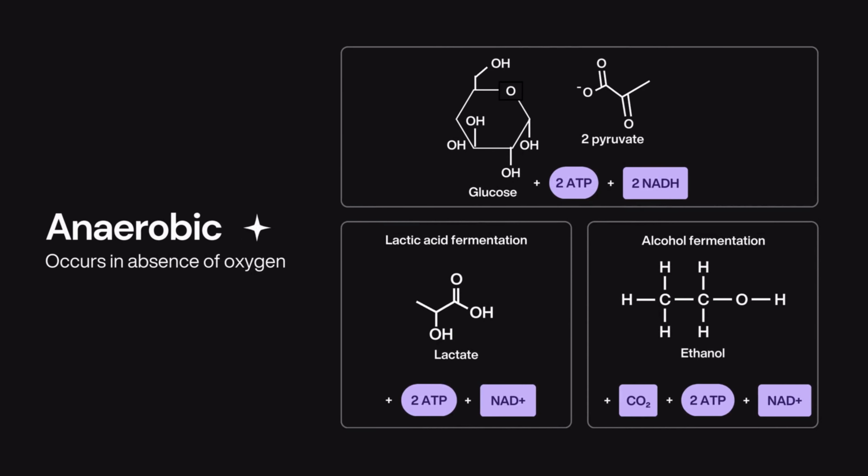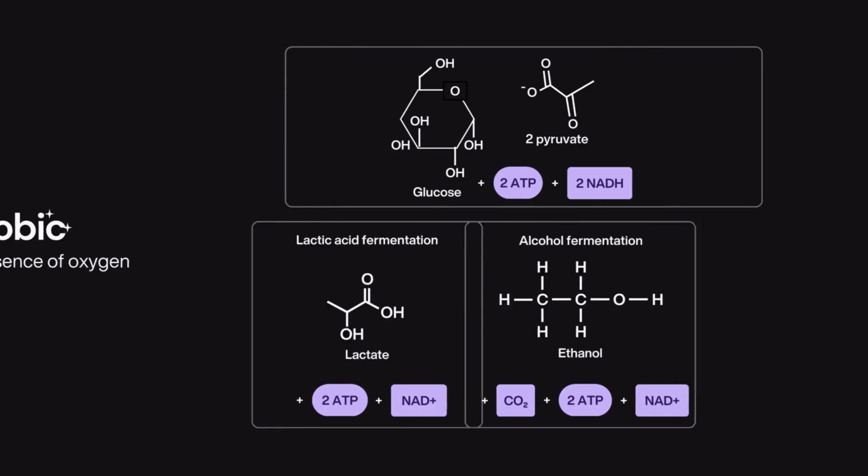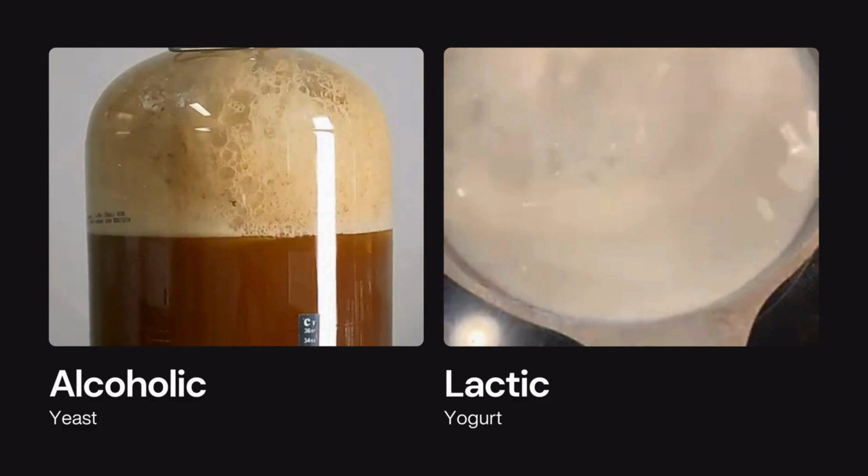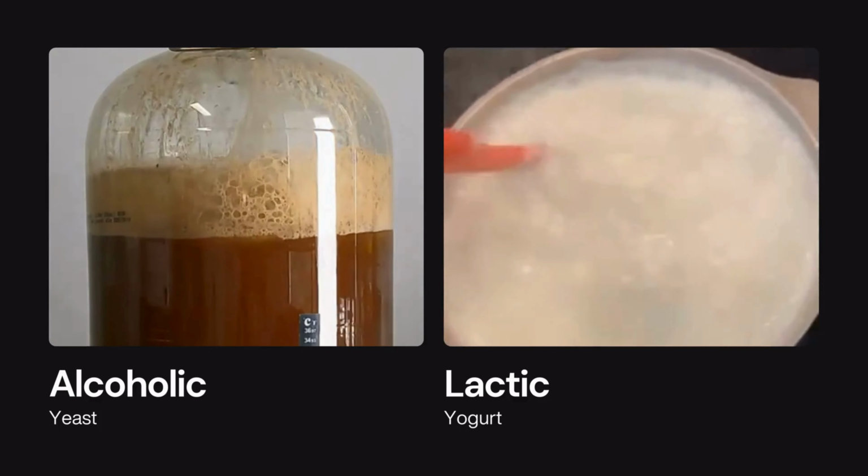And anaerobic respiration, which occurs without oxygen and includes processes like fermentation, yielding only 2 ATP molecules per glucose. This allows organisms to generate energy necessary for growth, movement, and cellular function. Anaerobic respiration is used in oxygen-depleted environments. Yeast, for example, performs alcoholic fermentation, converting sugars into ethanol and carbon dioxide.